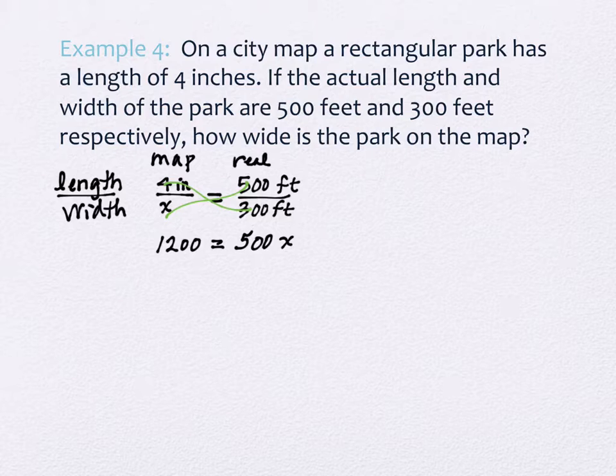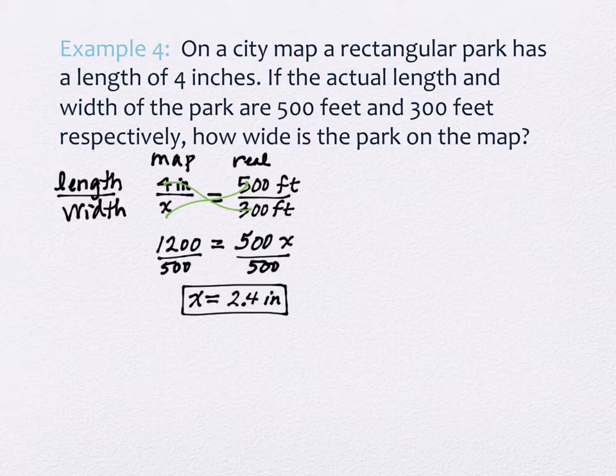And then what would I do? Yeah, I'll divide by my 500. And what is 1,200 divided by 500? It's fine to put it in decimal form because that's how we would probably be measuring things in reality. So 2.4. 2.4 what? Inches. Please make sure you have units on your answers. 2.4 inches.